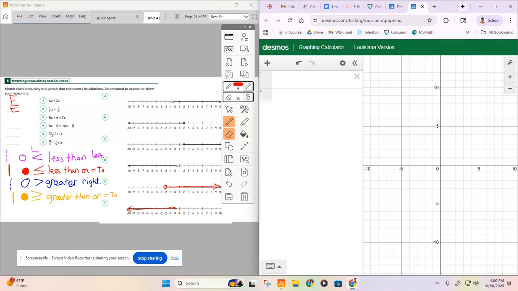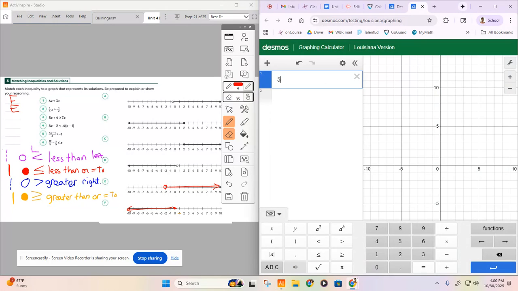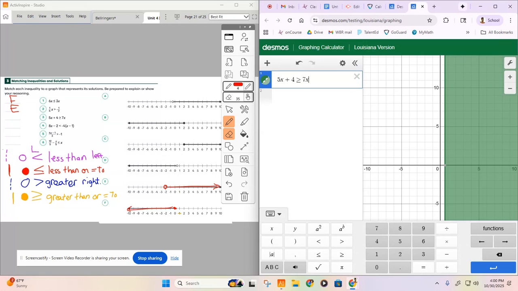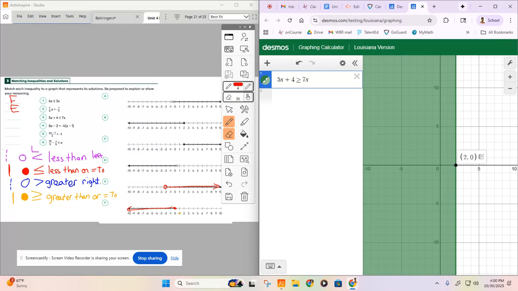Number 3, 5x plus 4 is greater than or equal to 7x. My boundary line is solid. That tells me I'm looking for a solid circle, and the solid circle should be on the 2 and shaded to the left. Solid circle on the 2 shades to the left. So B goes with the third inequality.